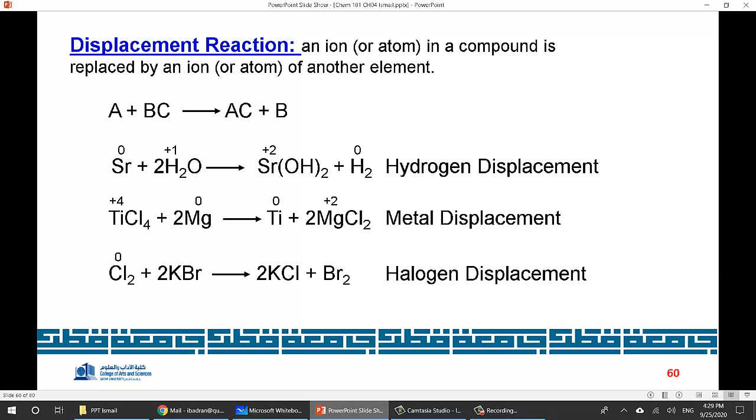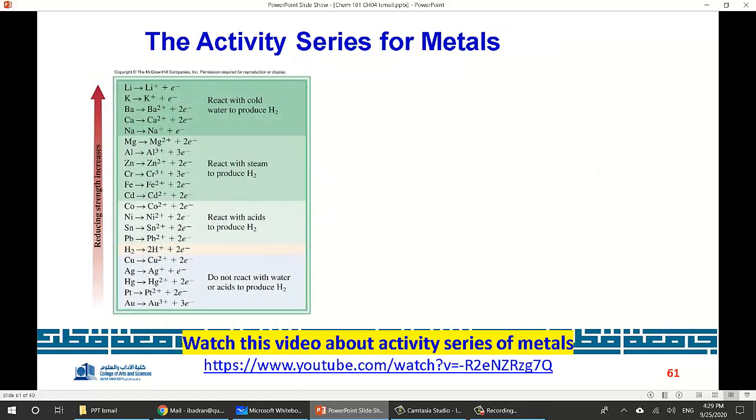Take for example Cl2 plus 2KBr forming 2KCl plus Br2. In this case the Cl2 is kicking the Br away because it's more reactive than bromine, as we're going to learn now. Chlorine is more reactive than bromine, so it will hook up with potassium, the metal, leaving Br2 by itself. So the question is why this is happening, why some metals are displacing other metals, or some halogens displacing. That's because of something called the activity series.